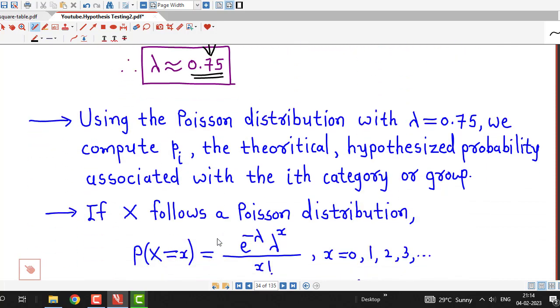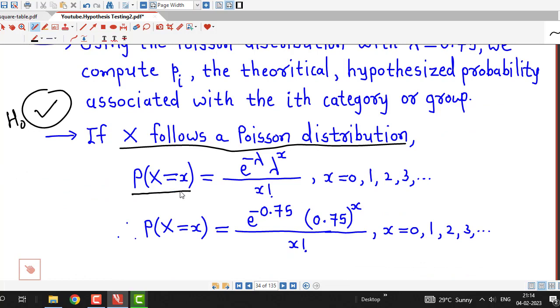And then I know that capital X follows a Poisson distribution, because while performing this test we assume that the null hypothesis is correct. Under that assumption, capital X follows a Poisson distribution, therefore the probability mass function is given by e raised to minus lambda, lambda raised to x divided by x factorial. X takes the values 0, 1, 2, 3 and so on. We have calculated lambda as 0.75, which we substitute here. Now we calculate all these probabilities for x equal to 0, 1, 2, 3, etc.